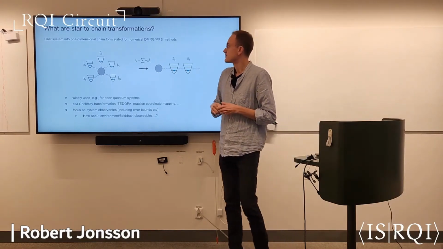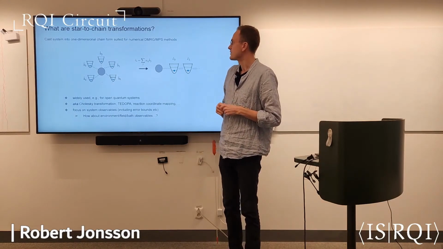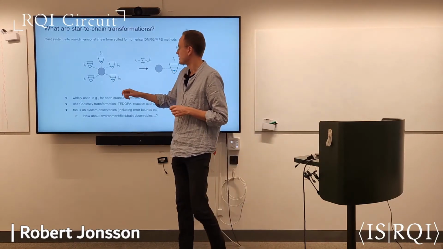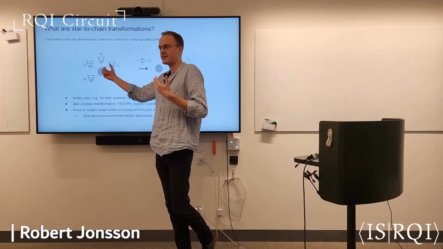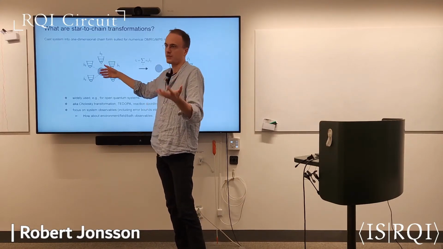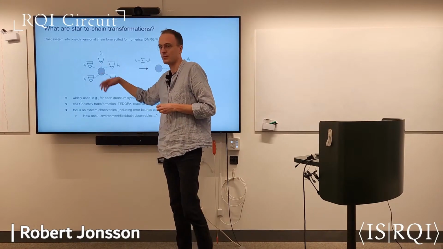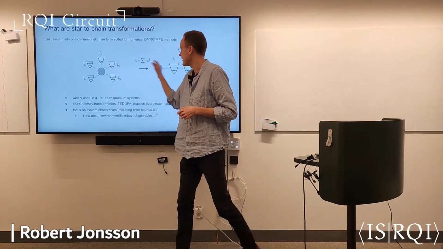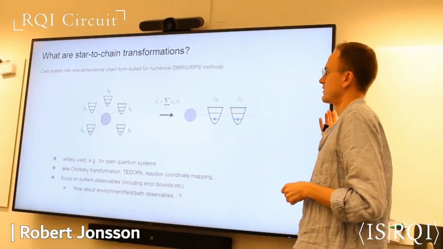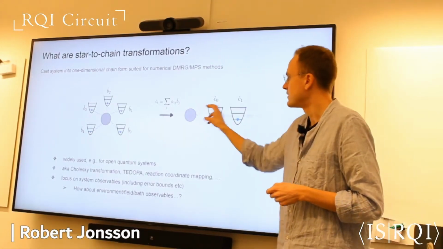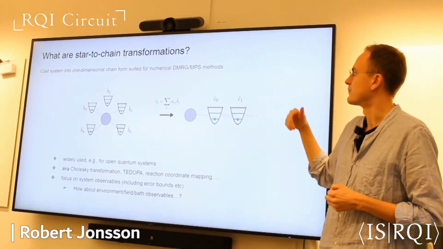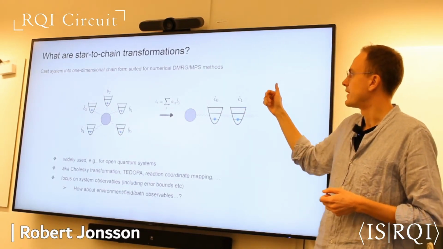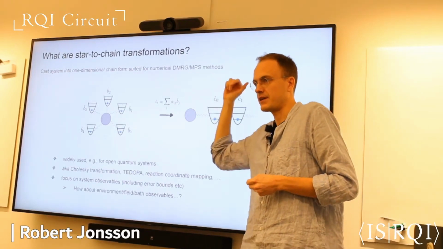So what are these star-to-chain transformations? Well, the idea is to cast an interaction which looks like a star, so we have a system, in our case the detector, which couples linearly to a bath, and to rewrite it exactly in a form that takes the shape of a chain. Because in this shape, it's very well suited to apply DMRG, matrix product state methods to it.